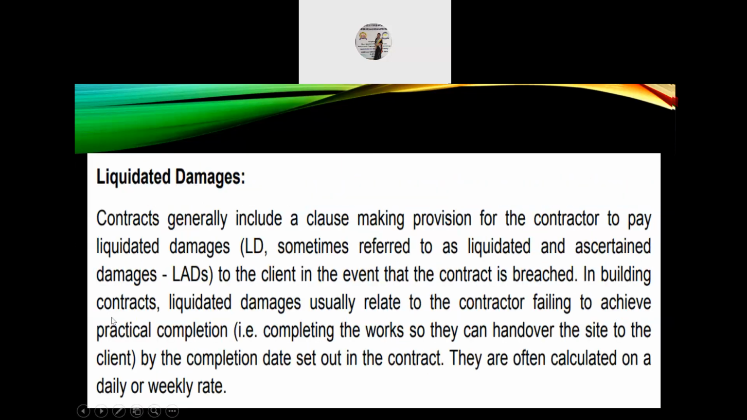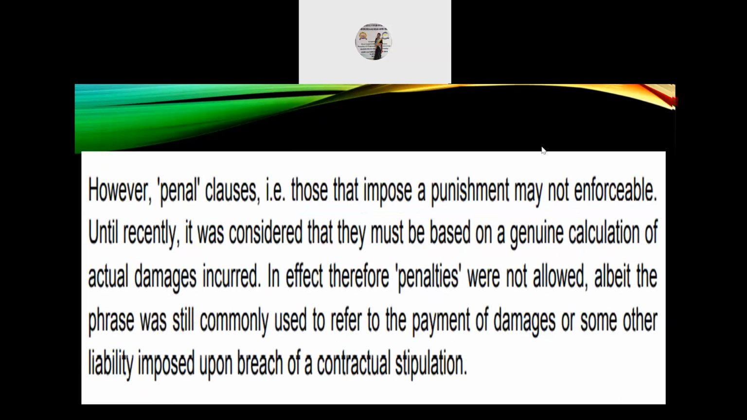However, penal clauses, that is, those that impose a punishment, may not be enforceable. Until recently, it was considered that they must be based on a genuine calculation of actual damages incurred. In effect, therefore, penalties were not allowed, albeit the phrase was still commonly used to refer to the payment of damages or some other liability imposed upon breach of a contractual stipulation.